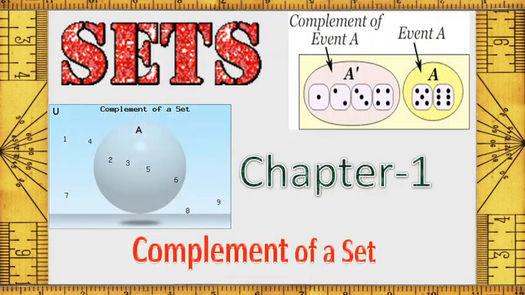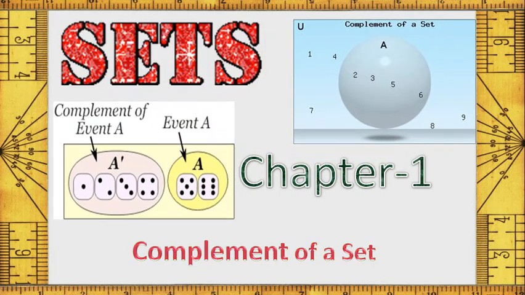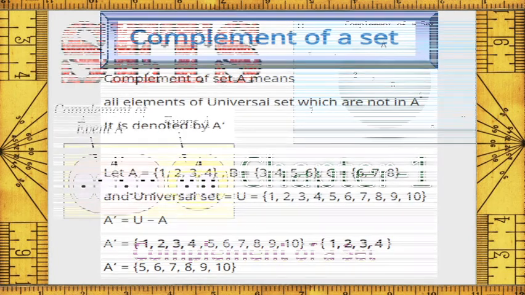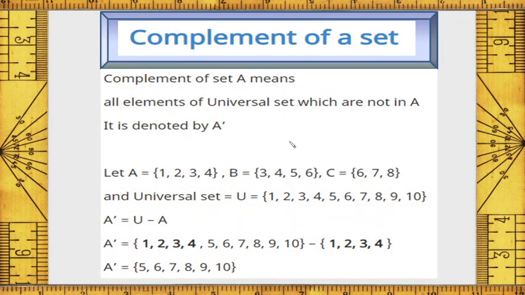So today we are going to discuss a new topic of chapter number 1 sets, which is complement of a set. So let's see what is the meaning of complement and how we write it. Complement of a set means all the elements of universal set which are not in set A, and it is denoted by A and this dash.